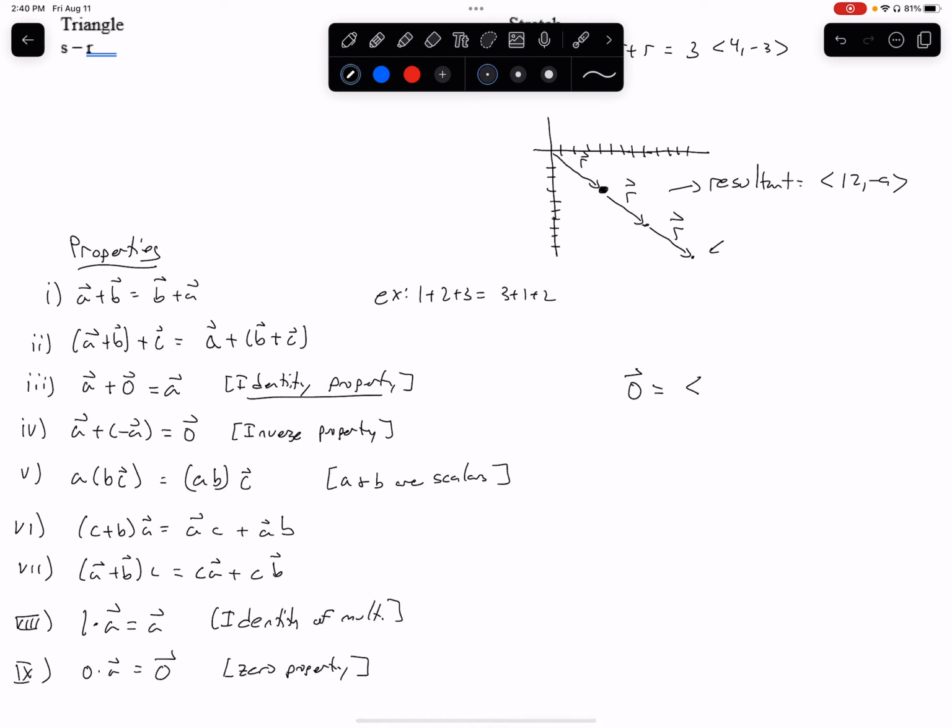Now, what is the 0 vector, you might ask? Well, the 0 vector is just defined as 0, 0. My change in x is 0, my change in y is 0. We just haven't moved at all.